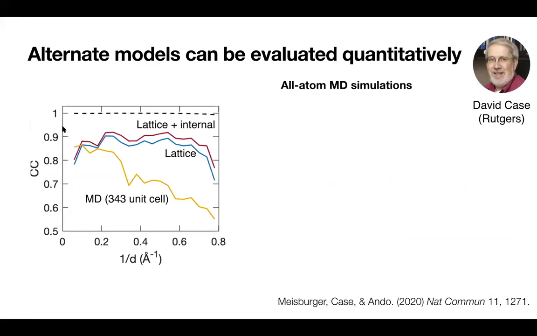As I've said, we can be quantitative about this too. This is now calculating a correlation coefficient as a function of resolution shells. This is kind of like an FSC for our Patterson function. Blue here is showing the lattice model alone. Red is the lattice plus internal motion, so we get a boost in CC basically at all resolution shells.